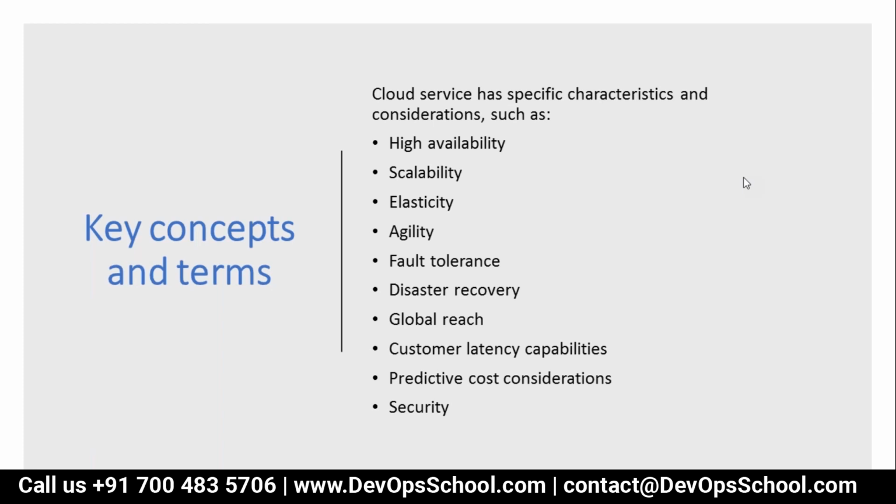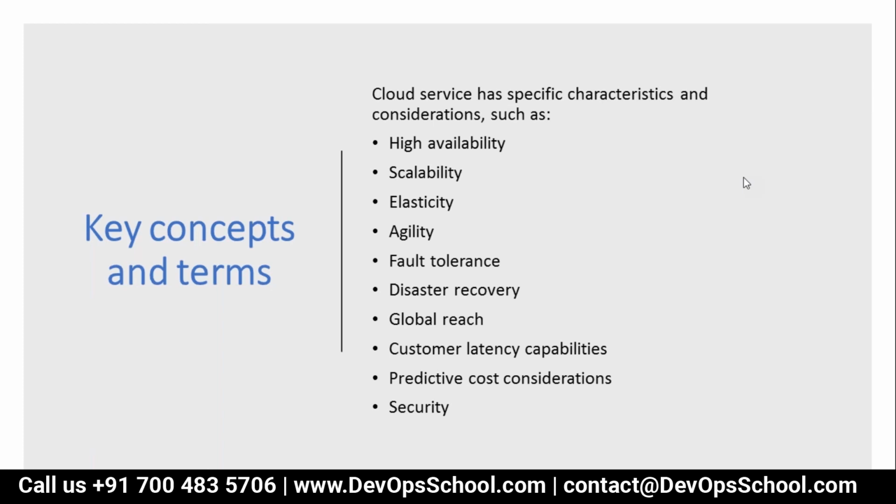Clear, Rohit? Okay. Now next is global reach. What do you mean by global reach? The person who is sitting in India, the person who is sitting in USA, the person who is sitting in Japan, they are also able to use the cloud services. Whatever the place, if the person is able to access internet, they are able to use the cloud services. This is one of the important characteristics of cloud services.